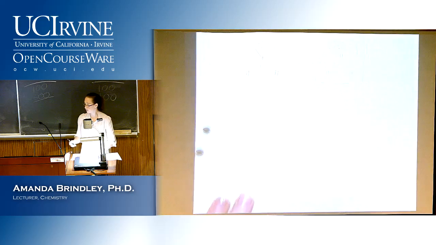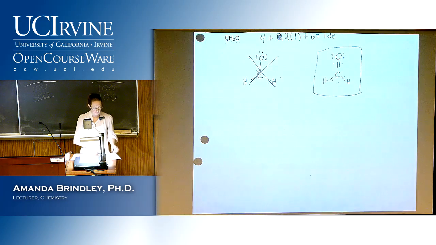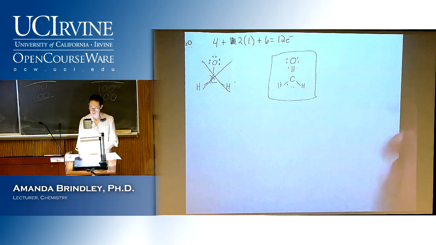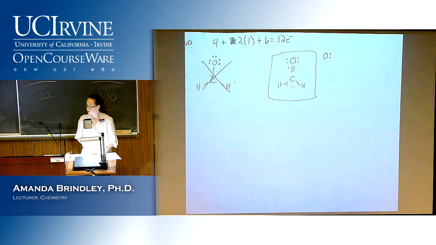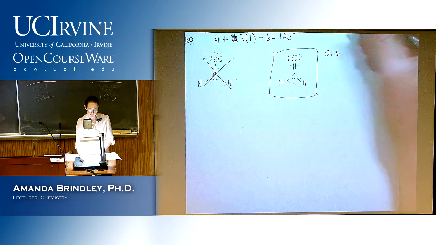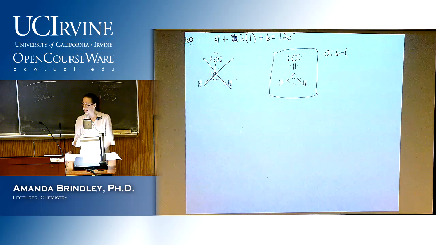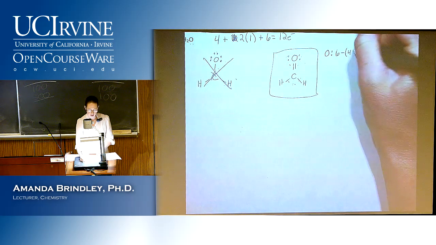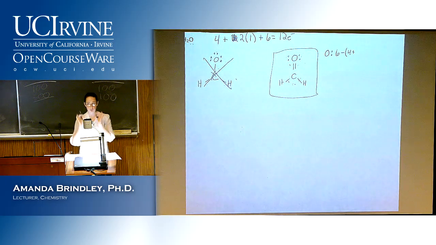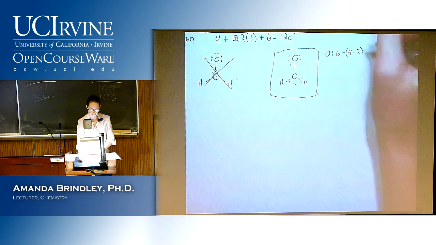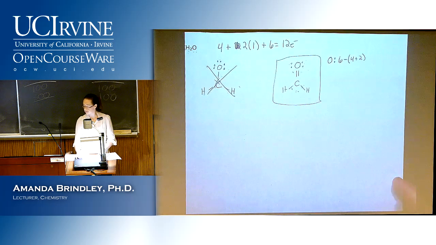Next one. Now we can go through and talk about each atom individually. So let's start with the oxygen. How many valence electrons does oxygen have? It has 6. And we're going to subtract away anything that is in lone pairs. So 1, 2, 3, 4. And any of the bonding electrons, but only 1 from each bond. So 1, 2. So we have 6 minus 6. So the oxygen's charge is 0.